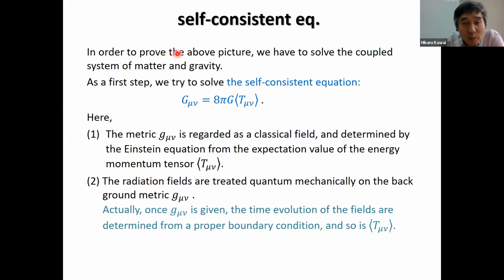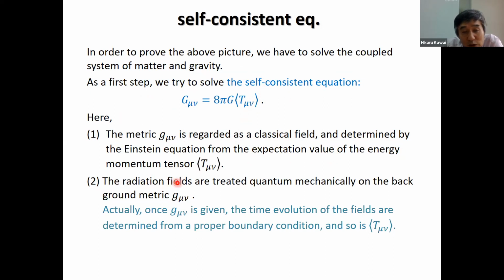So in order to prove the above picture, we have to solve the coupled system of matter and gravity. But if we want to consider full quantum mechanics, it's a really hard problem. We have to quantize gravity and fields. But as a first step, we can try to solve the self-consistent Einstein equation. So G_μν, the Einstein tensor, is equal to 8πG times the expectation value of T_μν. Here the metric g_μν is regarded as a classical field and determined by the Einstein equation from the expectation value of the energy-momentum tensor T_μν.